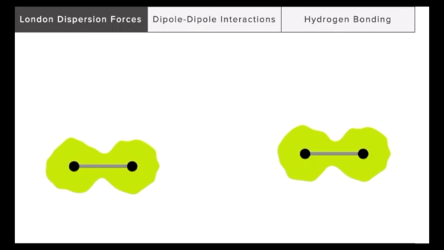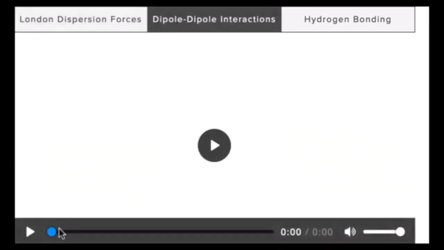They happen to line up nicely. You've got a partial negative and partial positive charge, but they're temporary, and then they go back. Let's now look at dipole-dipole interactions.